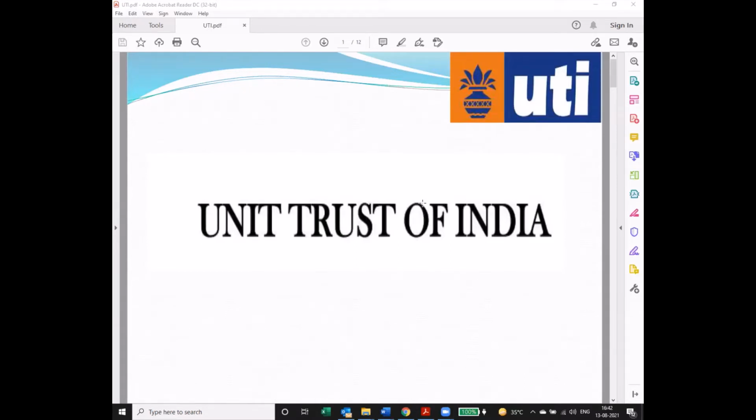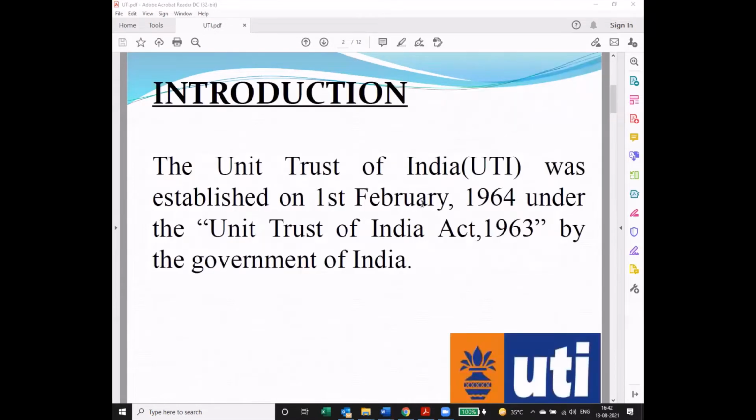Okay. So Unit Trust of India is a public sector undertaking which is owned by central government, and we'll slowly see how it has been formed and things like that. Unit Trust of India was established on 1st February 1964 under the Unit Trust of India Act 1963 by the Government of India, which clearly states that it is a statutory public sector unit. A statutory public sector unit is any entity that has been covered by an act of parliament.